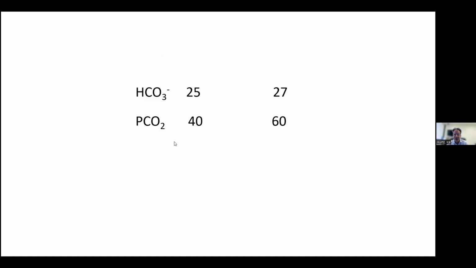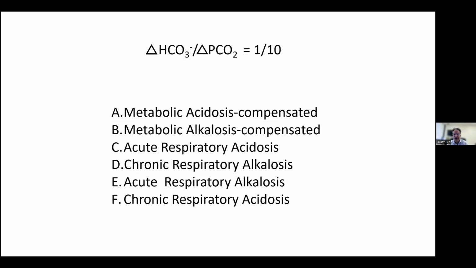Okay, here's another patient. The PCO2 went up by a certain amount and the bicarb went up by a certain amount. And when we do the math, the PCO2 went up by 20, the bicarb went up by 2. And again, in the literature, we tend to simplify this to a 10 change in the PCO2. So the PCO2 went up by 10 for every 1 increase in the bicarb. So which acid-base disorder, if you could open the poll, is this compatible with?